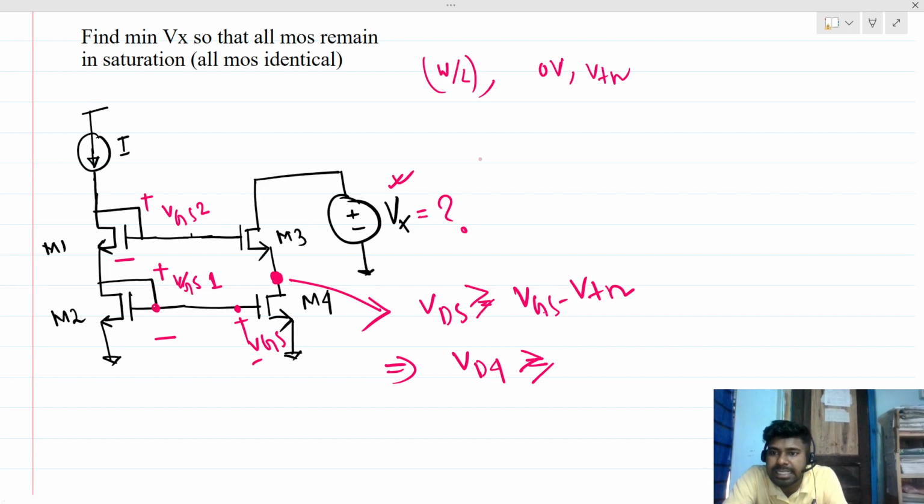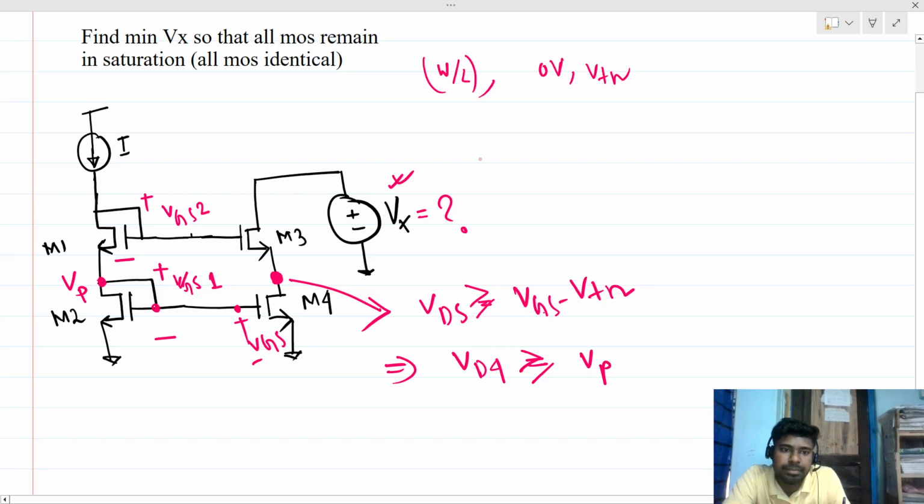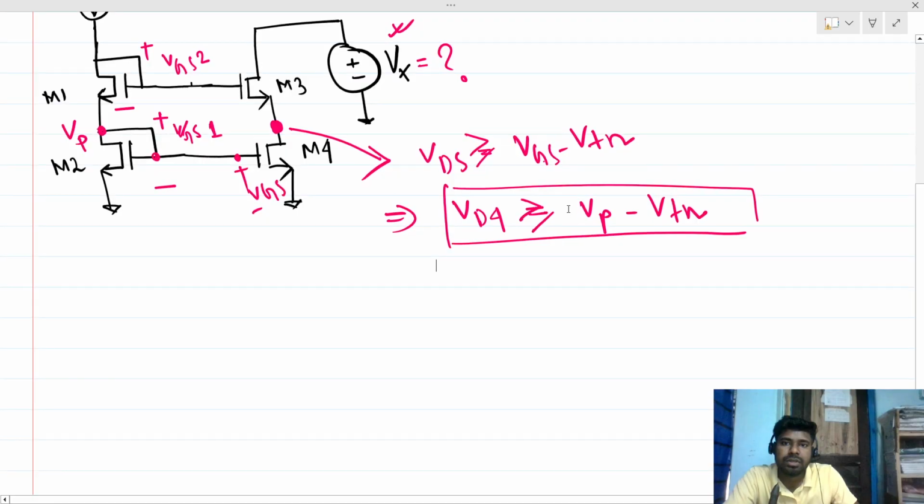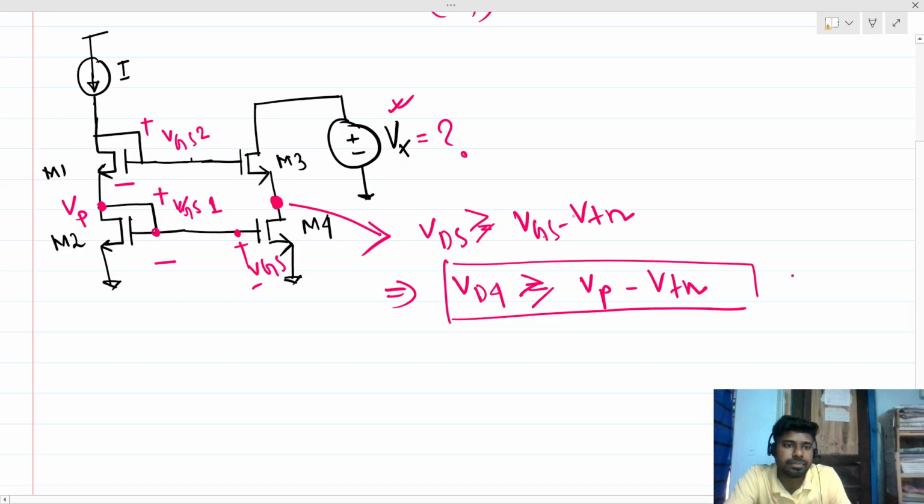Let's call this node voltage VP. So this will be VP minus VTN, right? So this node voltage must be greater than or equal to VP minus VTN. Let's say this is equation 1.